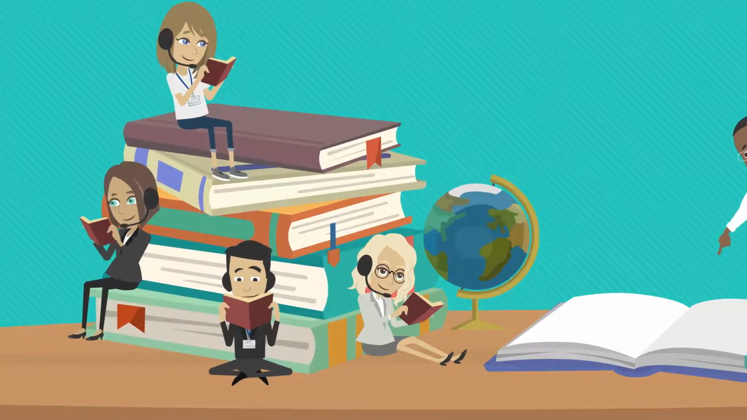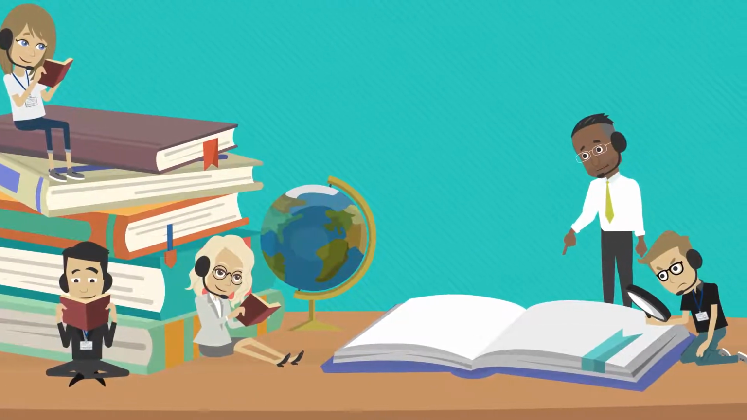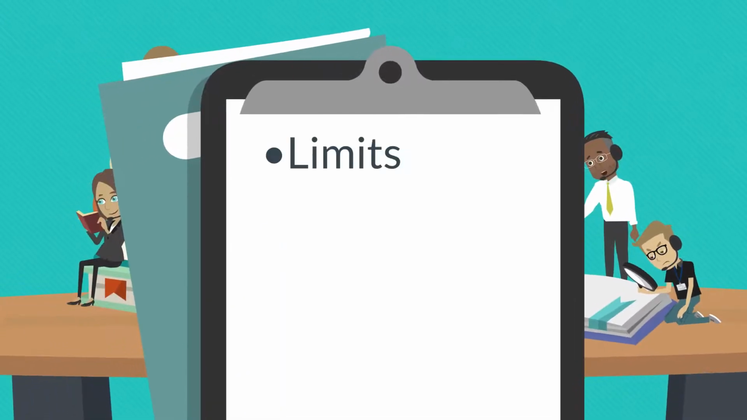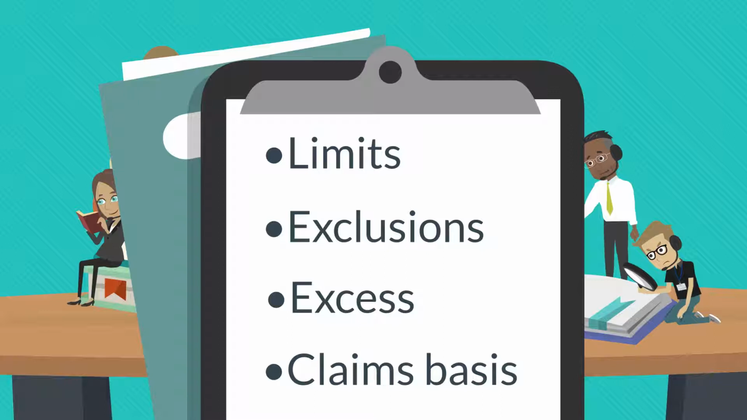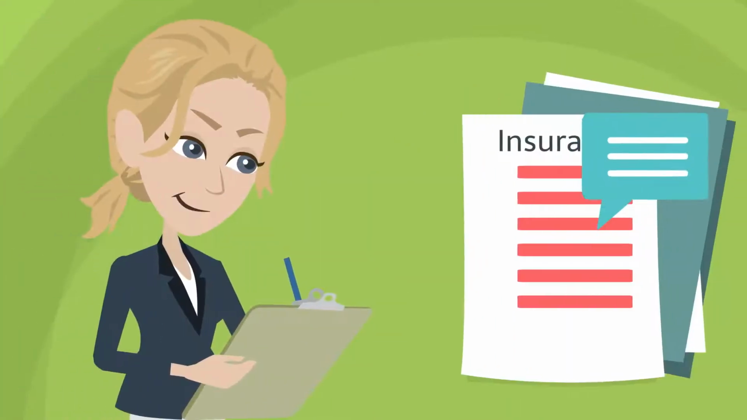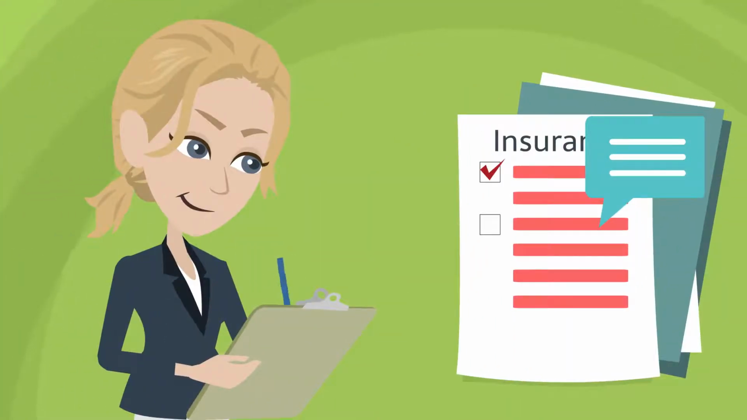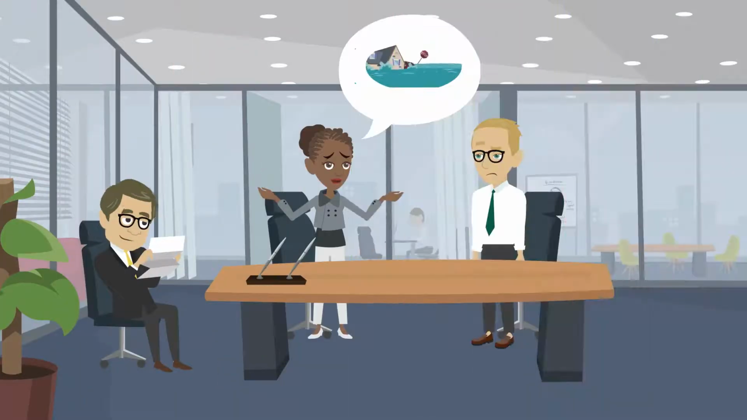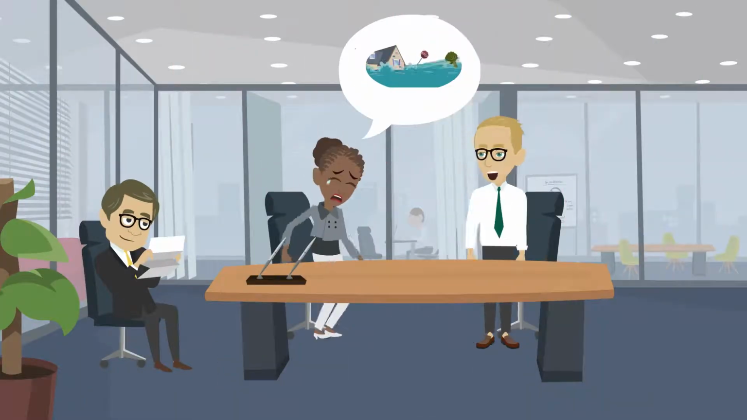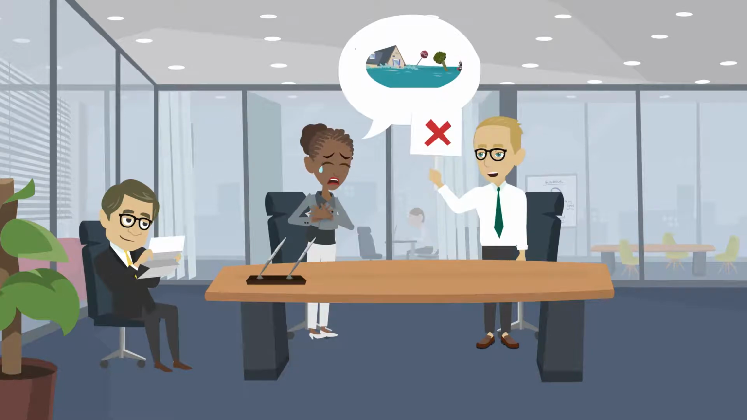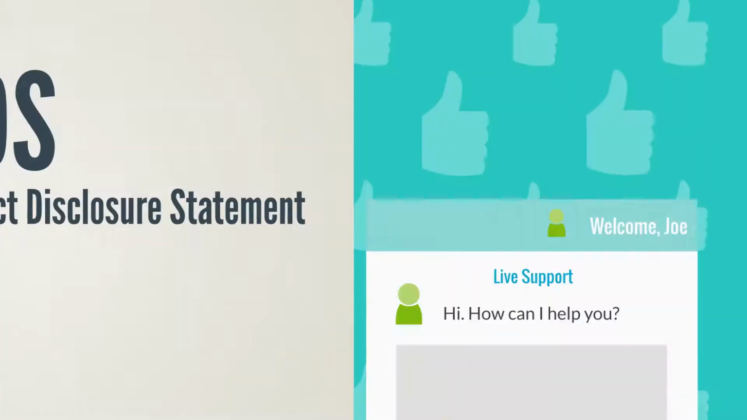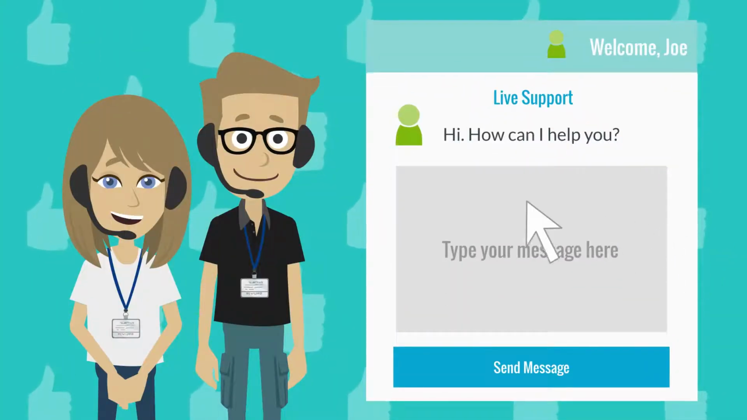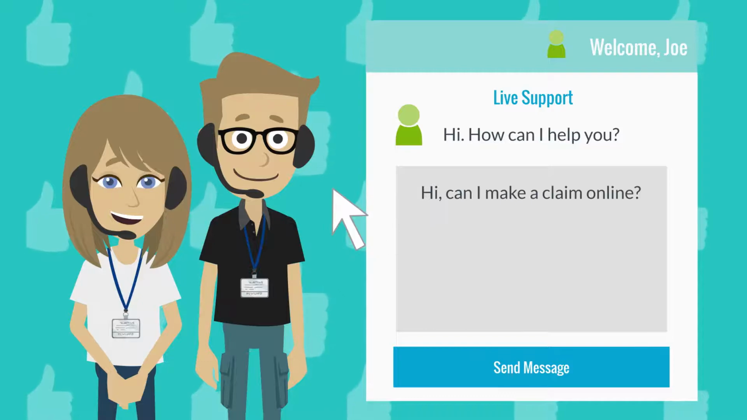It's also important to understand all of the terms and conditions such as any limits, exclusions, excess, and the claims basis of the policy. This will help you get an idea of what's included and what's not, so that you don't get a nasty surprise when it's time to make a claim. But don't worry, because everything you need to know will be outlined in the PDS, or Product Disclosure Statement. And if there's something you don't understand, you can always ask.